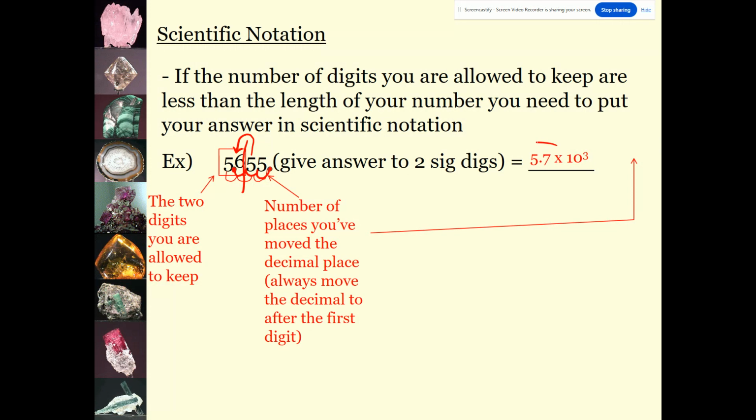So it becomes 5.7 times 10 to the power of 3. 3 is the number of decimal places we moved it over. We moved it over 1, 2, 3 places. So if you're moving your exponent over in the left direction, the exponent is positive.